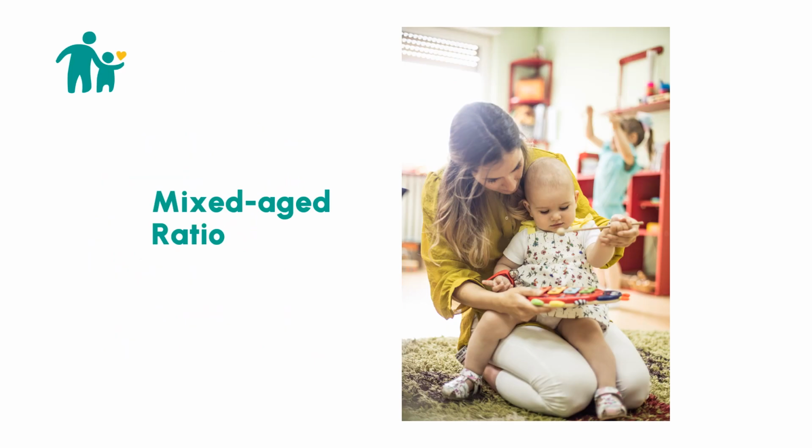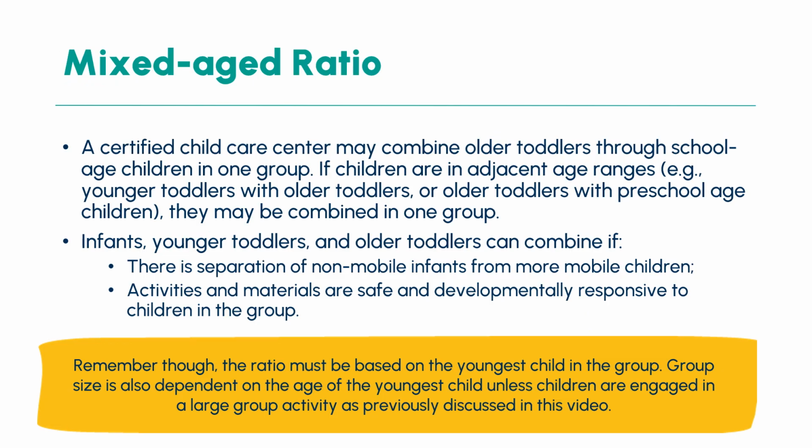Next, we will review mixed age ratios. There are a few new rules about mixing multiple age groups in one classroom. A certified child care center may combine older toddlers through school-age children in one group. If children are in adjacent age ranges, for example, younger toddlers with older toddlers, or older toddlers with preschool-age children, they may be combined in one group.